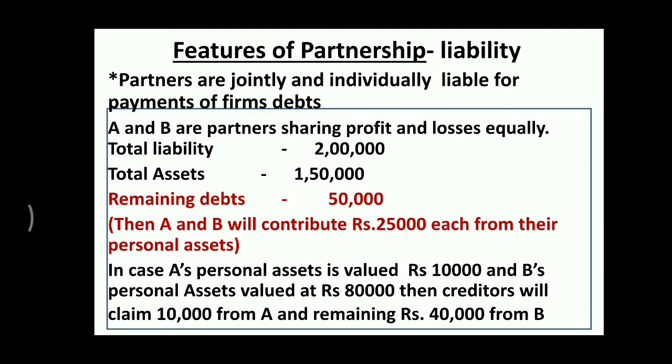First of all it will be paid jointly. But if any partner, after paying up to a certain amount, becomes insolvent, meaning he doesn't have any money left to pay, then the other partner who has sufficient personal assets will repay the amount, irrespective of the profit sharing ratio or how much they are supposed to pay. So that's why in partnership the partners are jointly and individually liable for the payment of the firm's debts.